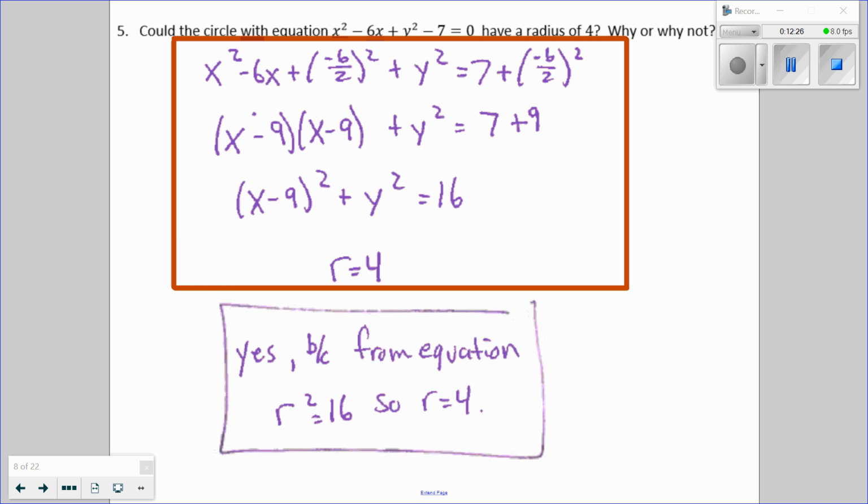The answer is yes. Our radius is 4. And on to the next one. Stella says that the equation x squared minus 8x plus y squared plus 2y equals 5 has a center at (4, -2) and a radius of radical 22. Is she correct? Why or why not?